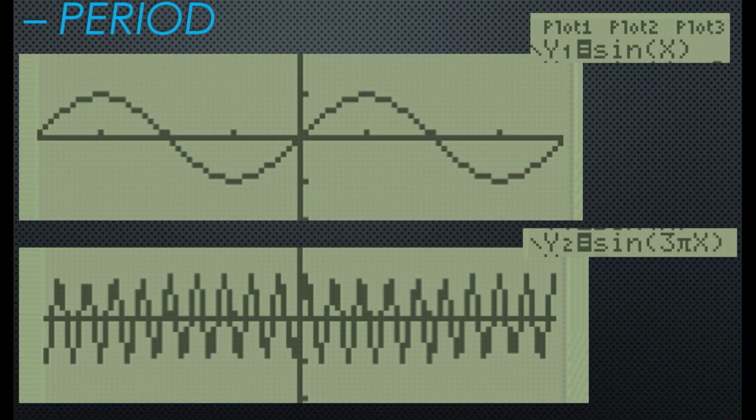Okay, so for this one, I just wanted to show how crazy you could make the period. So this one, I put a 3 pi for my k. So if you divide 2 pi by 3 pi, the pi's will cancel off and you'll get 2/3. So this one's doing a full cycle within 2/3 of a unit.